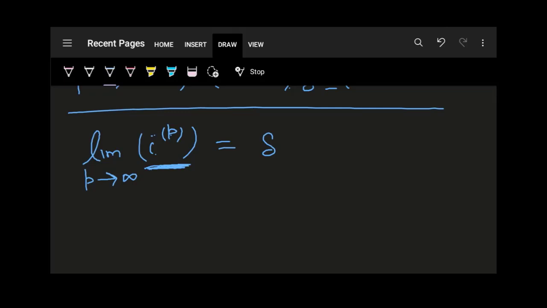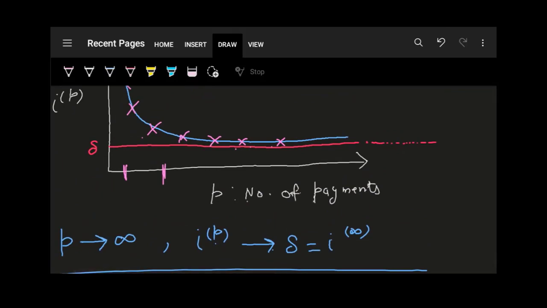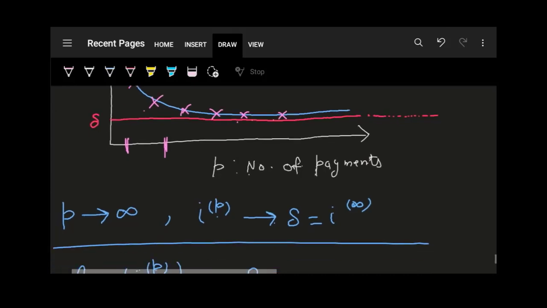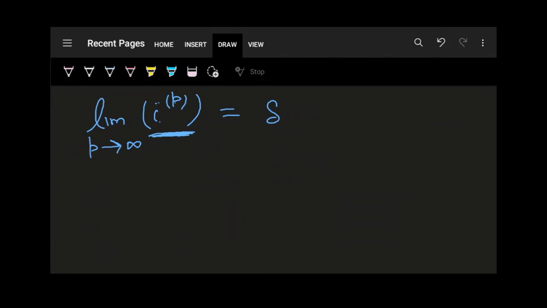Limit is just telling us that when we are taking P to infinity, this blue line is converging on the red line. The formal or the original mathematical definition of convergence is a little bit out of the syllabus, so we will not focus on that. We just get the idea of what is going on here with this rate. So when P is moving towards infinity, this IP is moving and converging on delta.